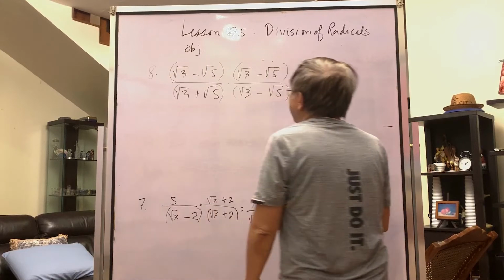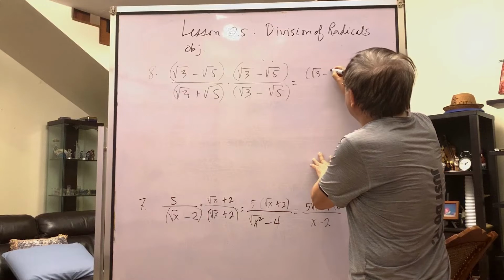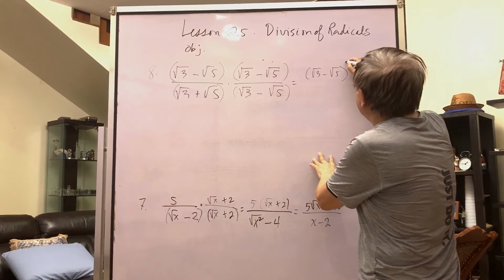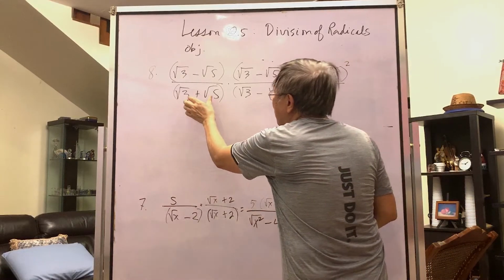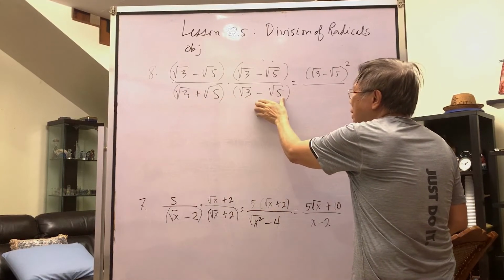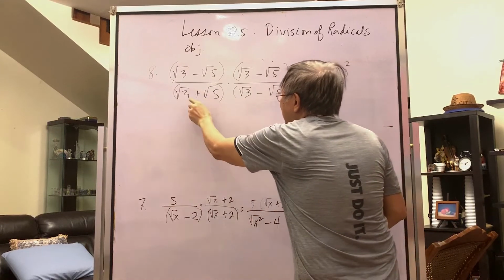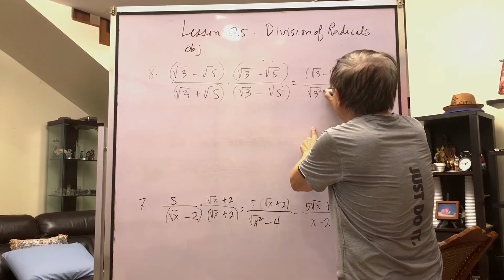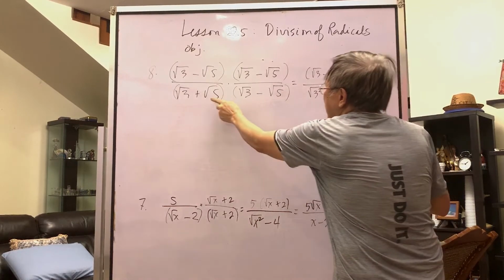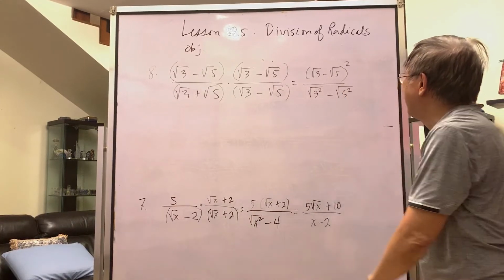This problem gives us a square of a binomial on the numerator. And then the denominator is the product of the sum and the difference of two terms. Which means we don't have any middle term, and our answer will just be the product of the first terms, square root of 3 squared, and then the product of the second terms.